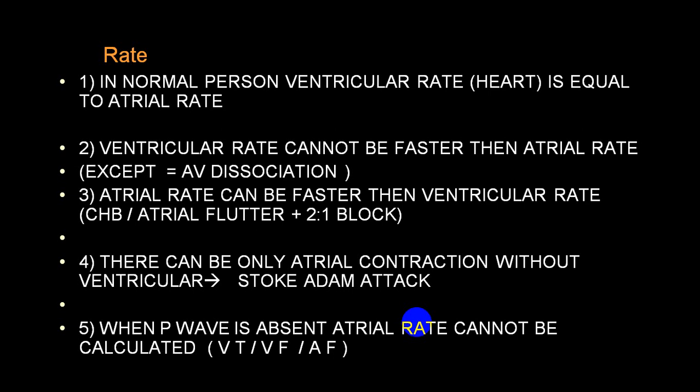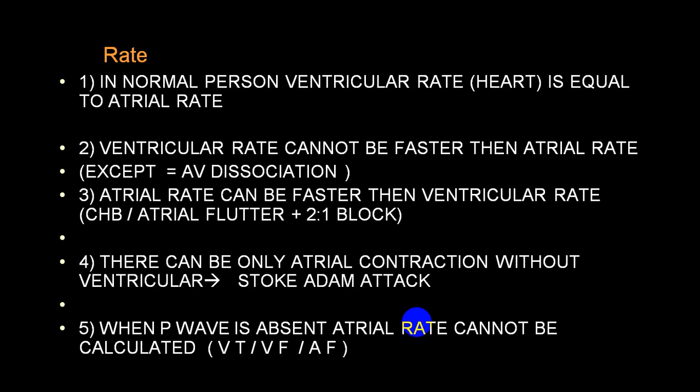In atrial fibrillation, there is an irregular RR interval, but the P wave is not seen. It is seen in the form of an F wave, called the fibrillatory wave. You cannot calculate the atrial rate. You can calculate the ventricular rate in atrial fibrillation by taking a 6-second strip, counting the number of QRS complexes, and multiplying by 10 to get the ventricular rate.